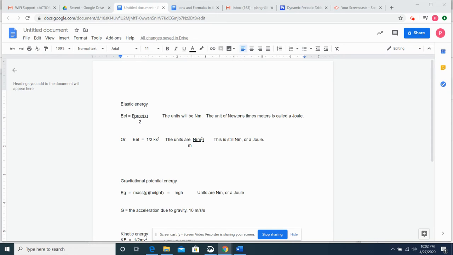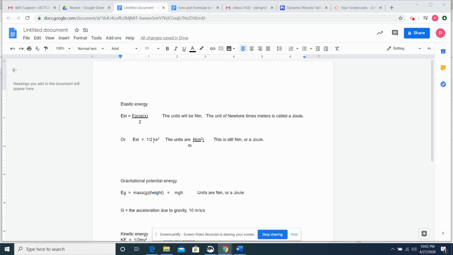The units are going to be the units of force, which is newtons, times length, which is in meters. So newton meters. And that actually is something called a joule. So our unit for energy is a joule. Don't confuse that with newtons. Newtons are force units.